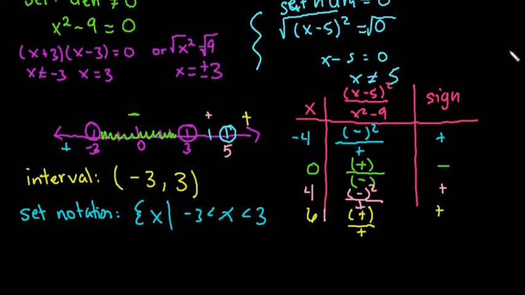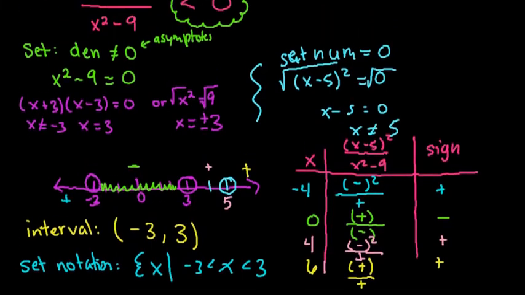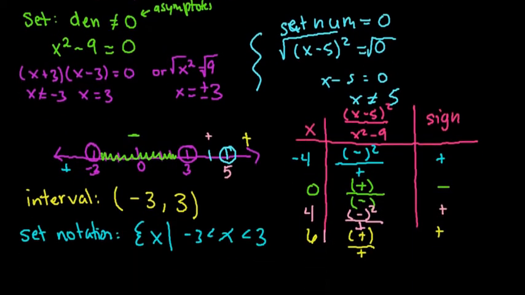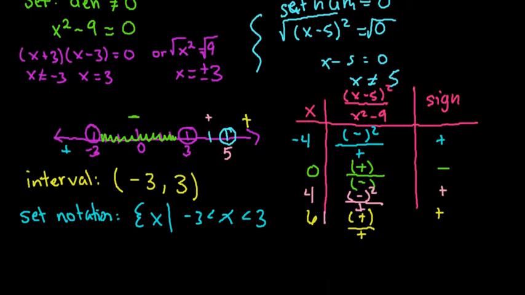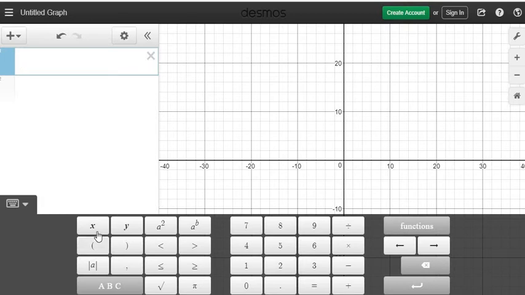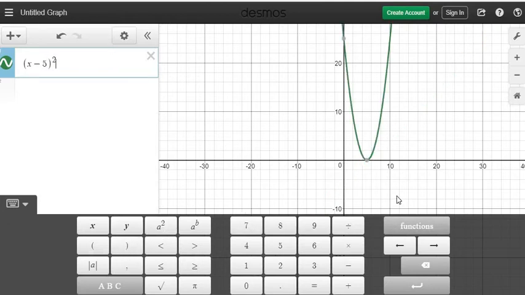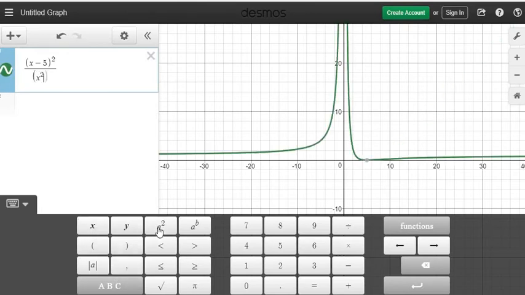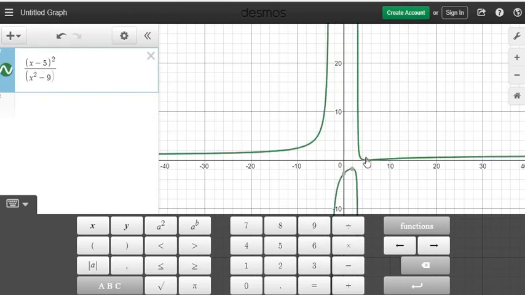Like I said, sometimes it is helpful to see what the rational function would look like graphically. We could plug this into a graphing calculator, or you could plug it into something like Desmos.com, which is what I'm going to use right now. I'm going to do x minus 5, squared, and then divided by, and we would put this in parentheses as well, x squared minus 9.